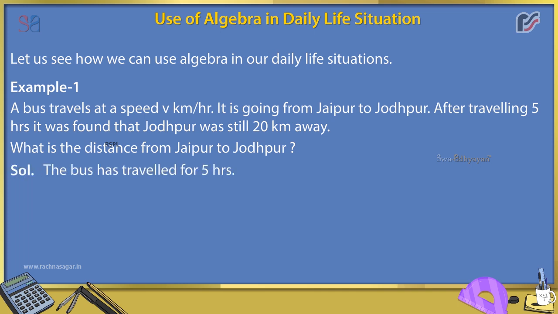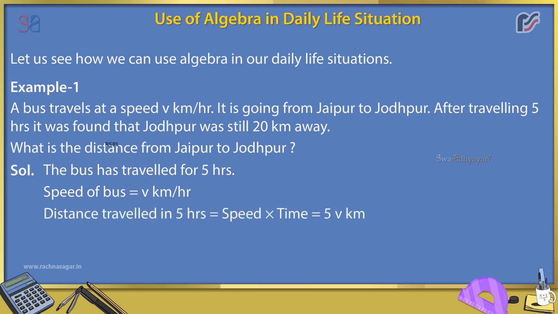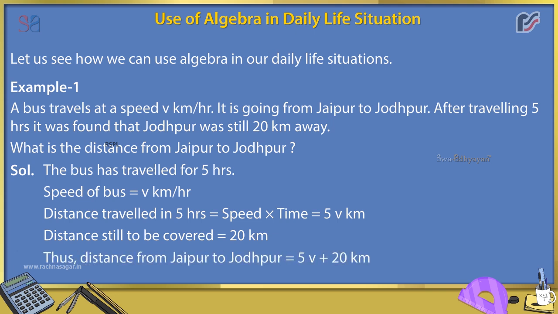Solution. The bus has travelled for 5 hours. Speed of bus is equal to v km per hour. Distance travelled in 5 hours is equal to speed multiplied by time is equal to 5v km. Distance still to be covered is equal to 20 km. Thus, distance from Jaipur to Jodhpur is equal to 5v plus 20 km.